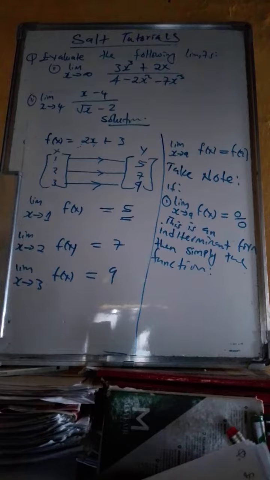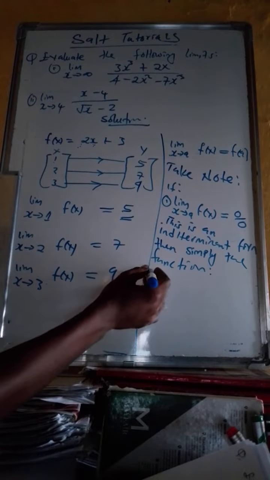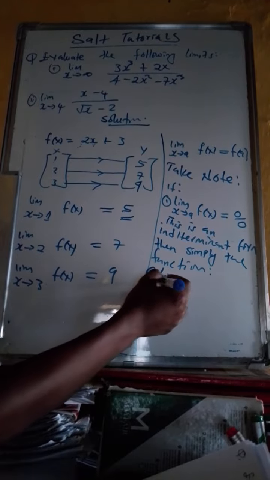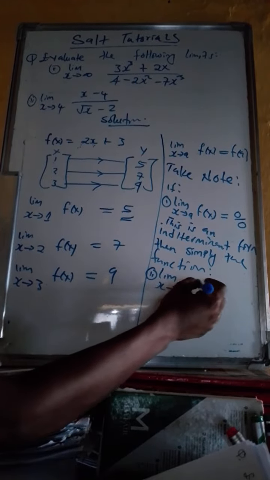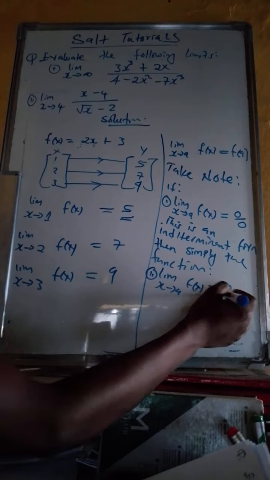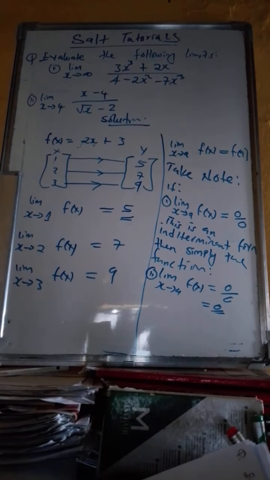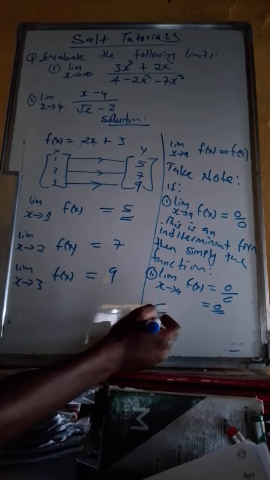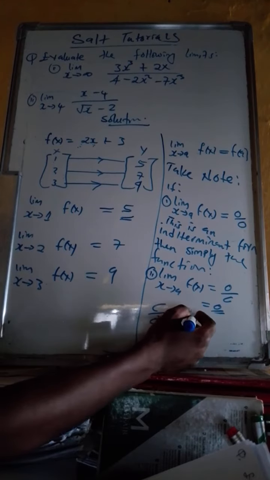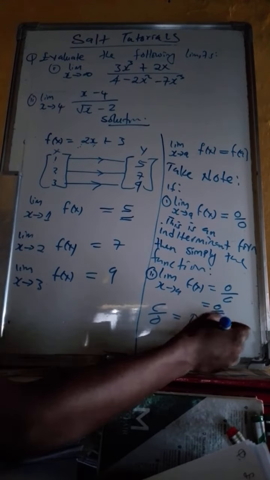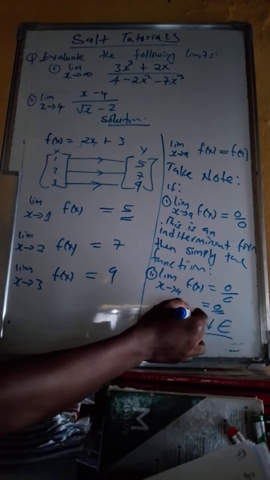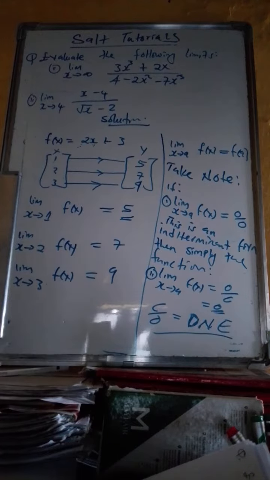So in a situation whereby we have the limit as x approaches a of f of x, and we have the answer to be 0 over c, then the limit is basically 0. It exists, the answer is 0. But if we have c over 0, then the answer is basically does not exist.